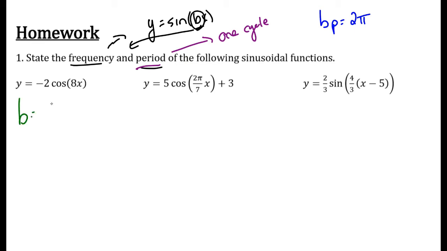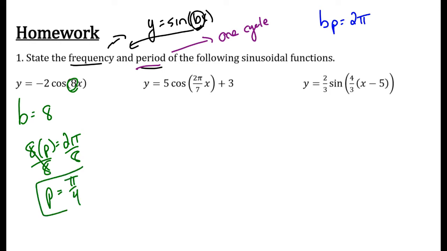So clearly my frequency here is 8. So to find the period, I'm going to say 8 times the period gives me 2 pi. When I divide by 8, I get p equals pi over 4. So the period here is pi over 4. It takes pi over 4 units to complete one full curve. This cosine curve ends here, now at pi over 4, not 2 pi. One cycle ends at pi over 4, no longer 2 pi, because I put that 8 there.